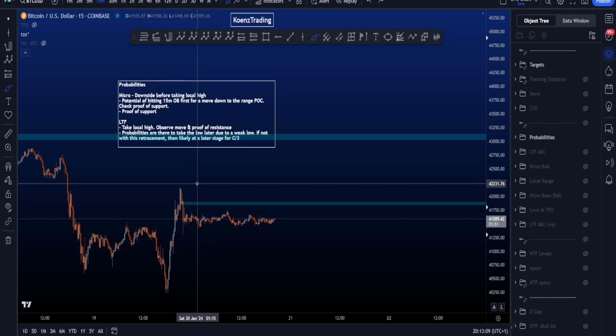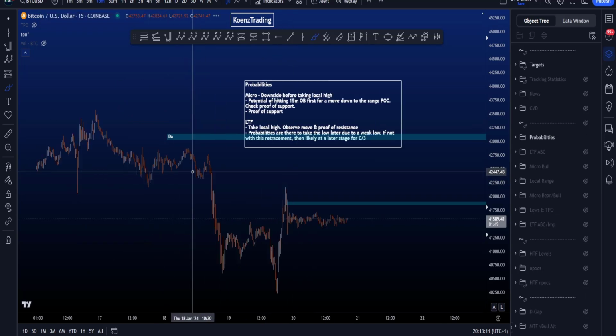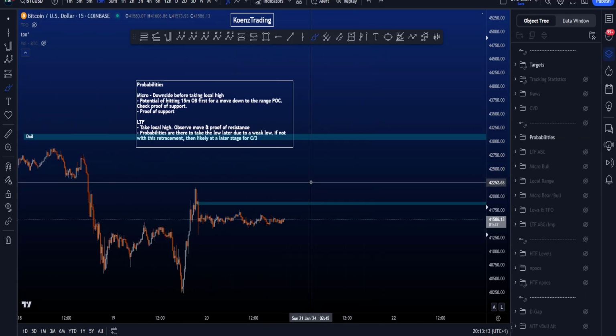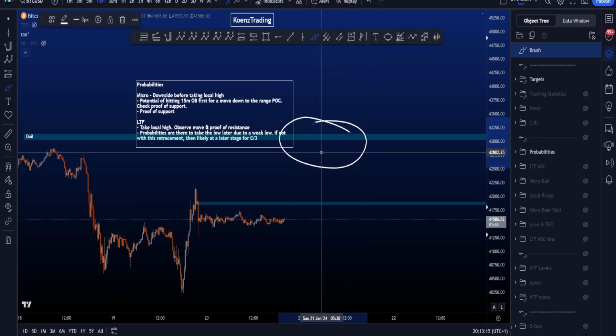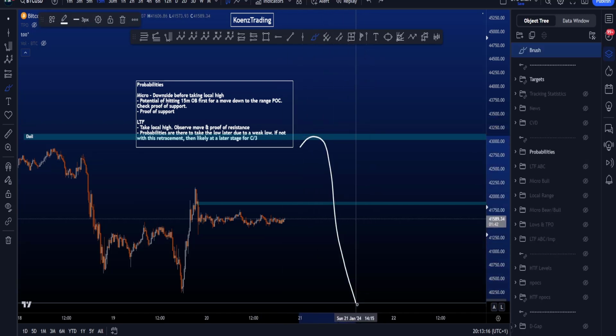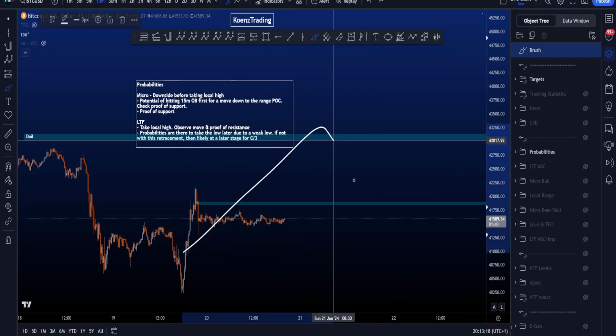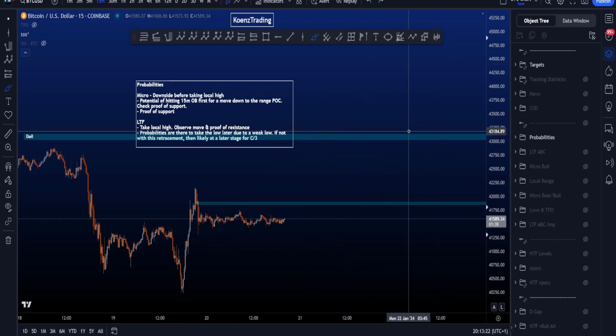On a low time frame, if we zoom out, then the probabilities are higher to take this local high eventually, where then if price moves towards the upside back into the previous range here, we want to see proof of resistance, of course, for then a potential move to the downside in a flat or a potential WXY. These are the two higher probability scenarios.